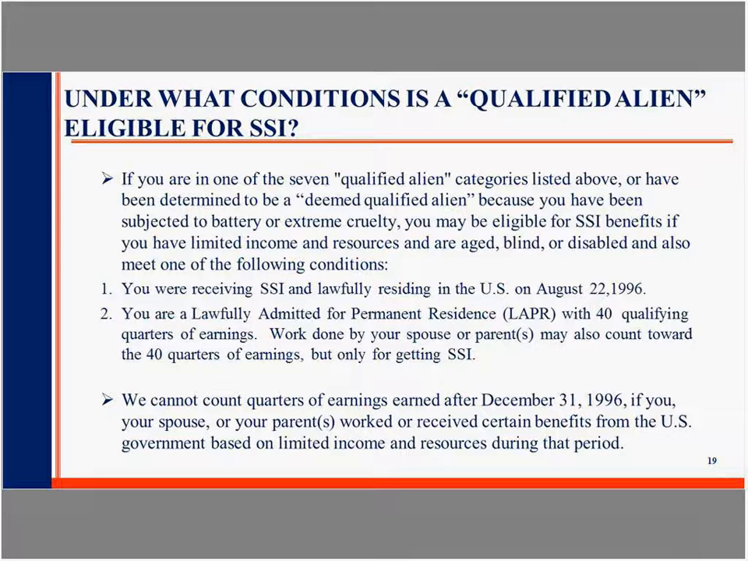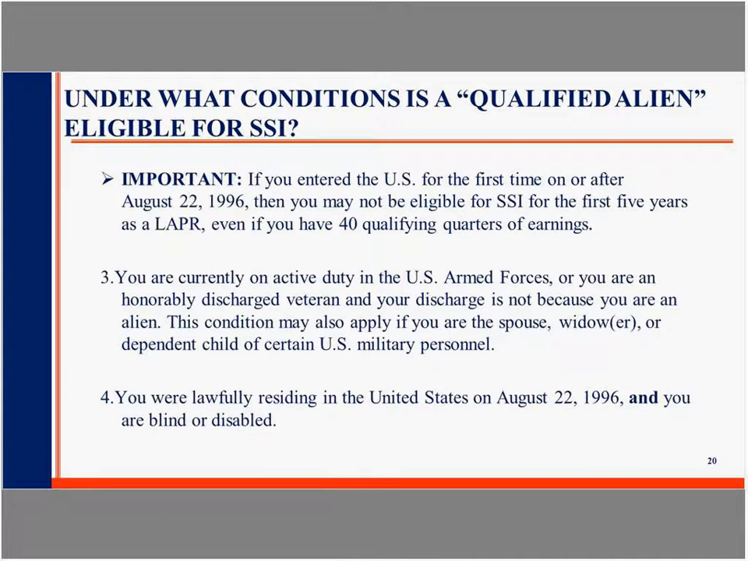Quarters of earnings earned after December 31st, 1996, if you, your spouse, or your parents worked or received certain benefits from the U.S. government based on limited income and resources during that period. Now, if you entered the U.S. for the first time on or after August 22nd of 1996, you may not be eligible for SSI for the first 5 years as a LAPR, even if you have the 40 qualifying quarters. That's where that date is very important.